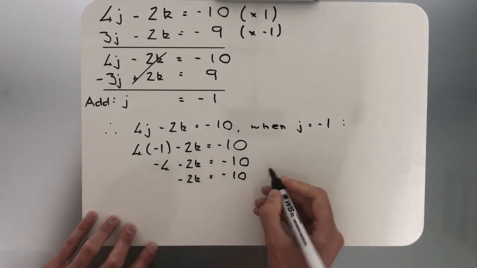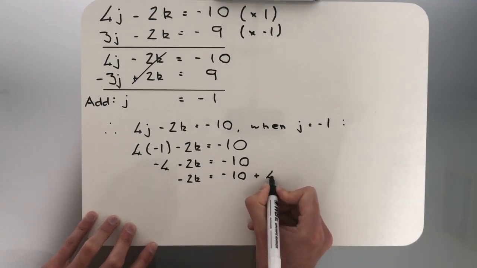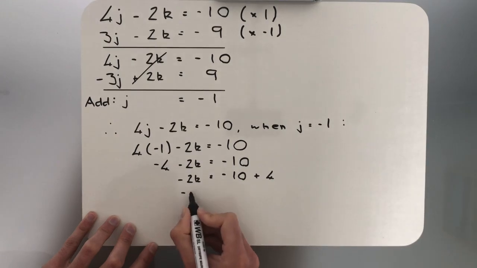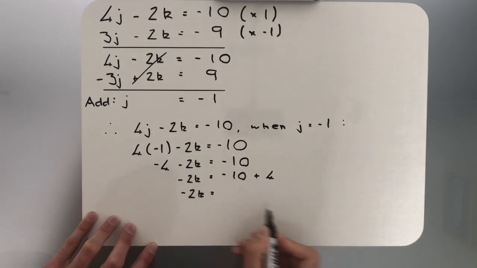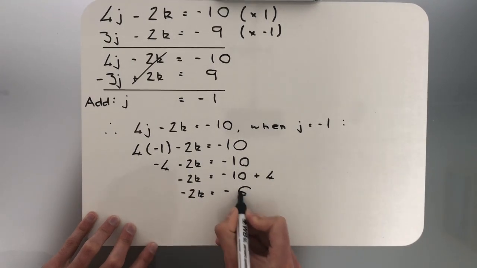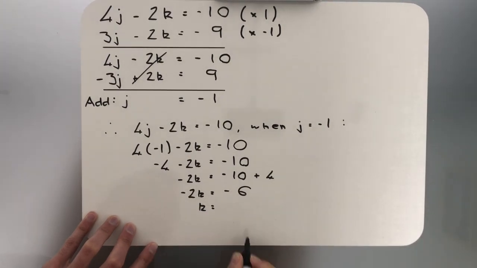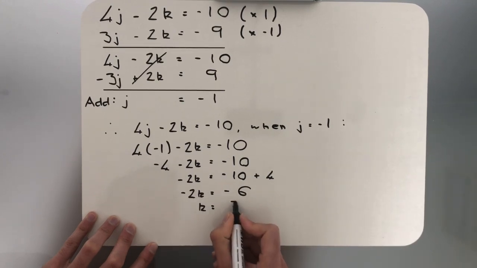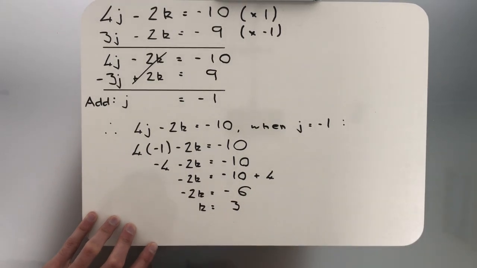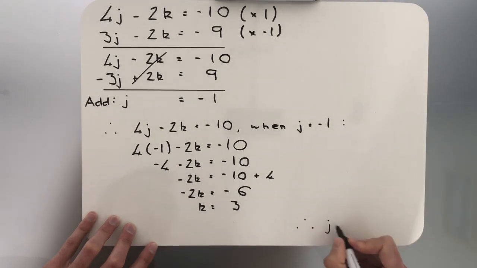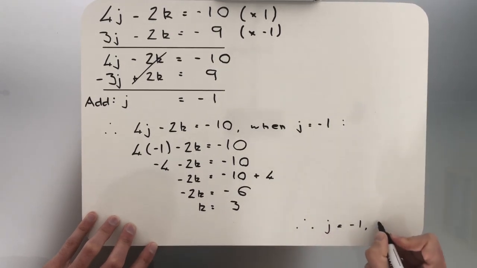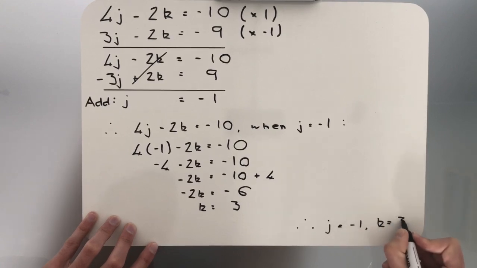This -4 will come over and become +4. -2k will be equal to -6. So that means k is equal to, now it will be -6 divided by -2, which gives me +3. Therefore, j is -1, whilst k is 3.